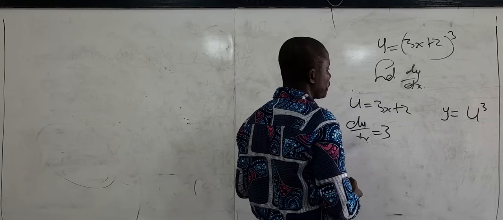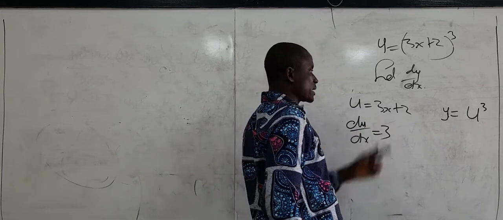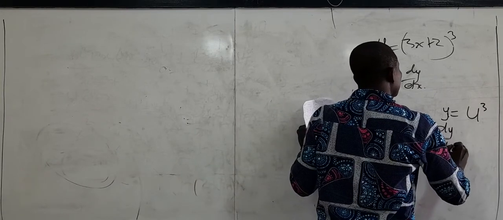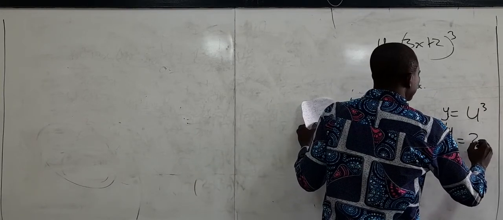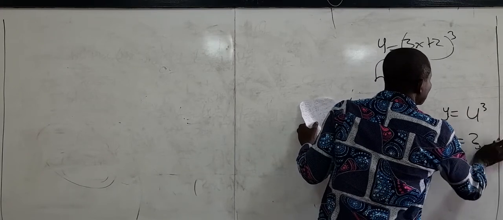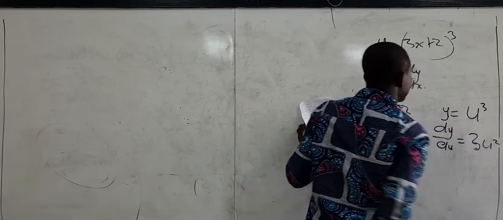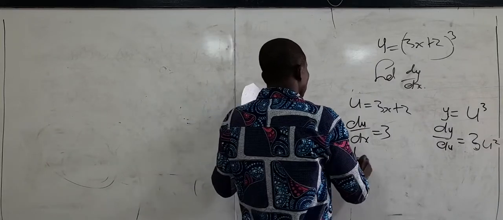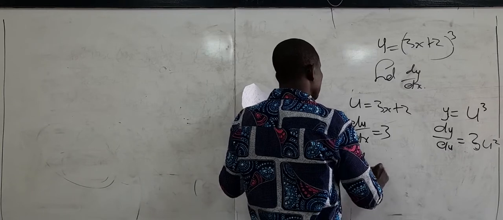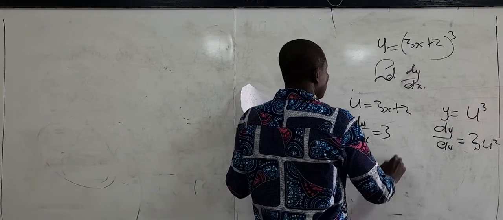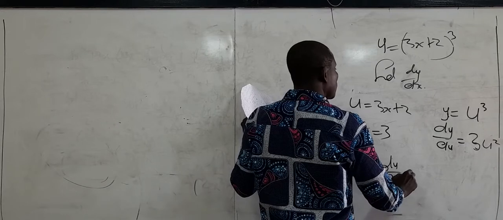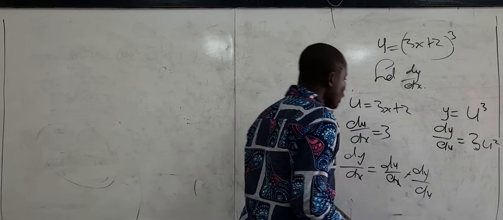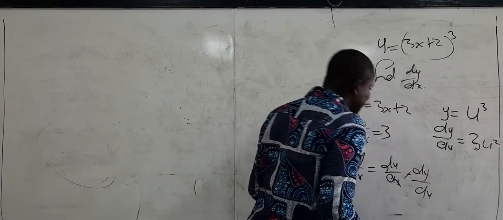Is that okay? Then we are differentiating u with respect to x. Then dy/du is equal to 3u squared. Is that okay? Then after that, just multiply that. So we say that dy/dx is equal to du/dx you got times dy/du. In any case, when you watch, you see that when this cancels, then we have dy over dx.